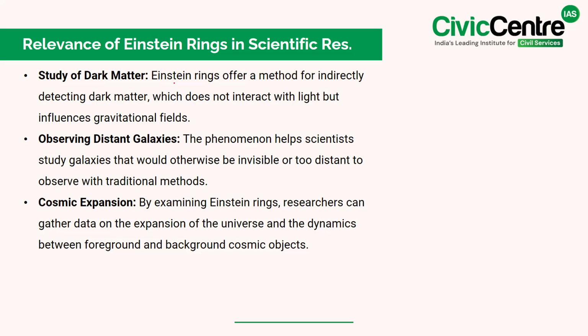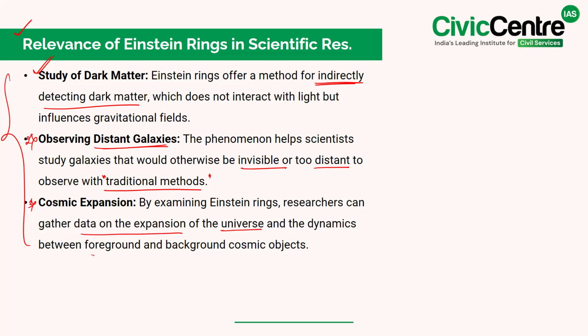Now, if we see the relevance of Einstein rings in scientific research, the discovery of these rings holds immense importance in multiple fields of astrophysics, like studying dark matter. Since dark matter cannot be directly observed, Einstein rings help scientists map its distribution by analyzing how it bends the light from distant sources. And also observing distant galaxies: many distant galaxies are either too faint or too far away to be detected. So these Einstein rings amplify their light, making them visible for analysis. And further, by examining these Einstein rings, researchers can measure the expansion of the universe and gain insights into the interactions between the foreground and background cosmic objects.